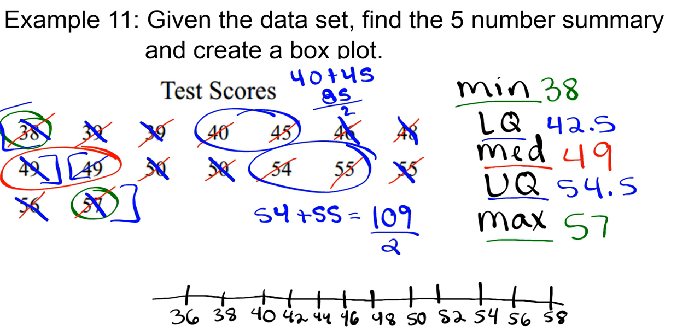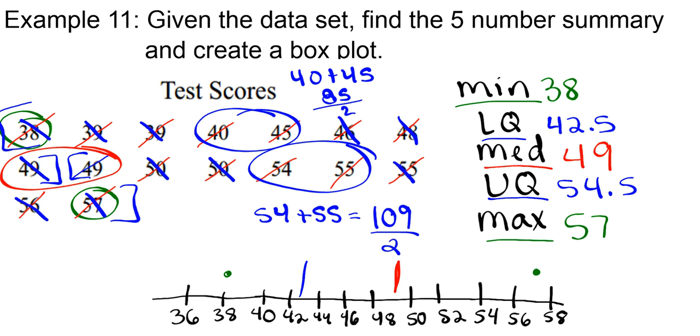So first up is my minimum and my maximum. My minimum is 38, and my maximum is 57, so I'm going to put it right in between. Then I'm going to do my median at 49. Again, that falls in between. And lastly, my upper and lower quartile. 42.5. Well, if I go to the middle, that's 43. So 42.5 is right about here.